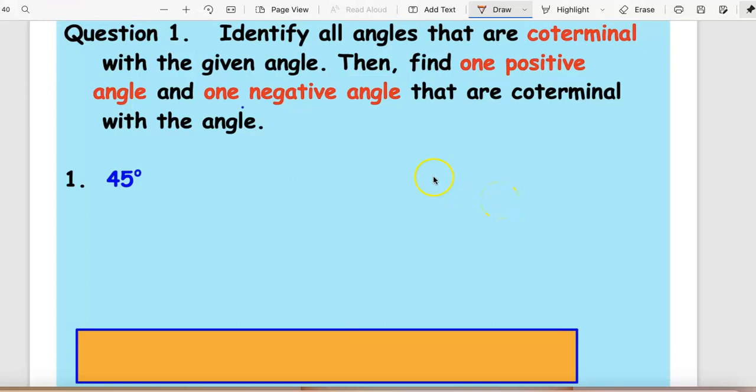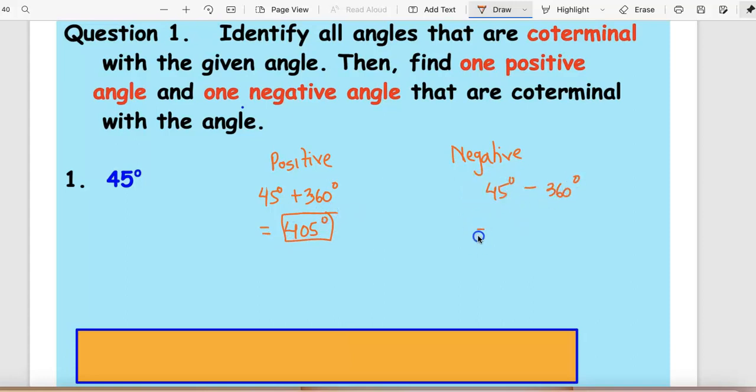Identify all angles that are coterminal with the given angle, then find one positive angle and one negative angle. To find my positive coterminal angle, I will add 360 to this number, and to find the negative coterminal angle, I will subtract 360. So this is my positive coterminal angle, 45 plus 360 degrees. This gives me 405 degrees. Now for the negative coterminal angle, I will subtract 360 degrees. I will end up with negative 315 degrees. That's my negative coterminal angle for this question.